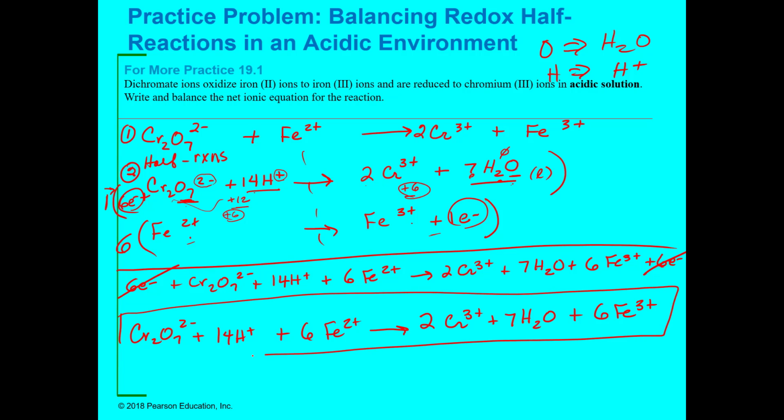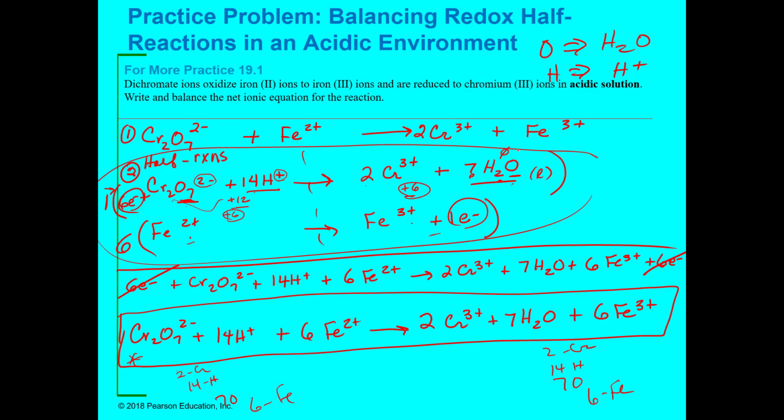You've got to be super careful, and then always go back when you get to this point and check and make sure you've got 2 chromiums and 2 chromiums and 14 H's and 14 H's and 7 O's and 7 O's and 6 irons and 6 irons to make sure that you did balance it correctly, because sometimes you'll get off on one thing. And especially at this step right here, when you're doing the multiplication of the two, sometimes you miss one or you don't put the right number by it or something. So you've got to be extremely careful when you do these.